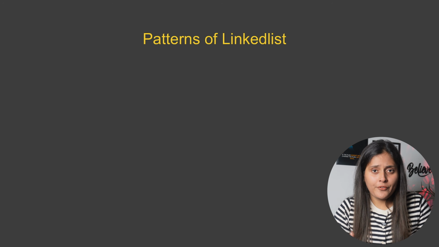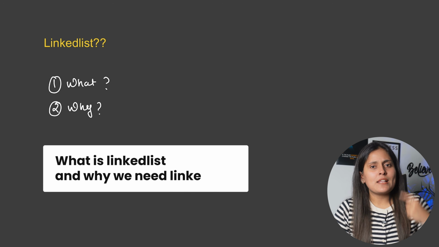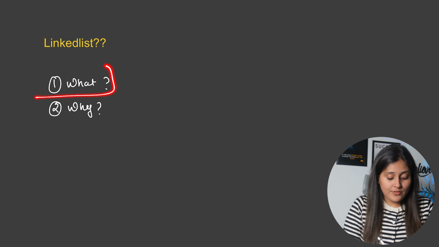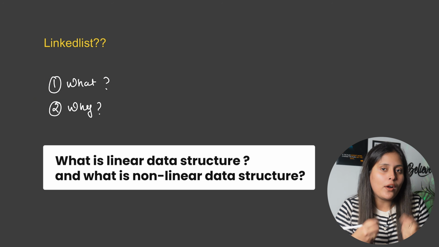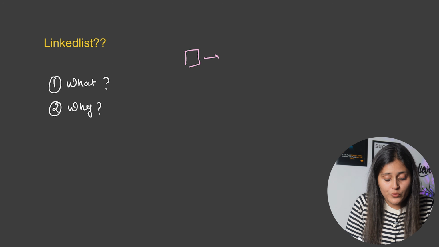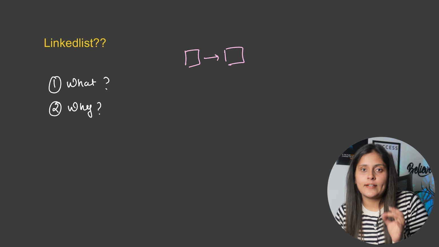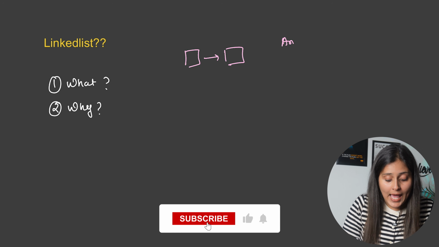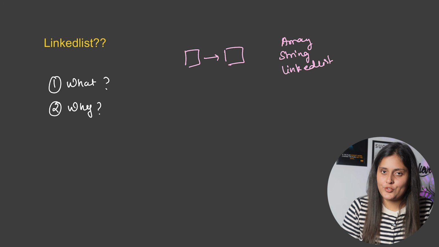But before moving forward, you need to understand what is linked list and why we need linked list. So to answer the first question, what is linked list, we need to understand what is linear data structure and what is non-linear data structure. Linear means from a single element, if you can move to only one element or next element, you can say it is linear data structure. Examples are arrays, strings, linked list, etc.